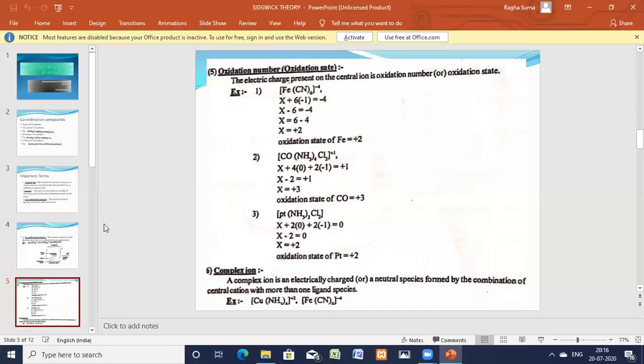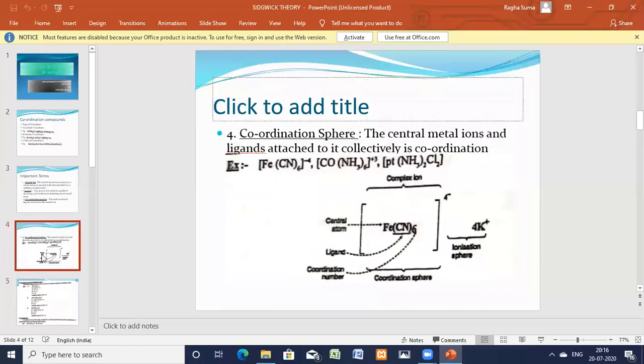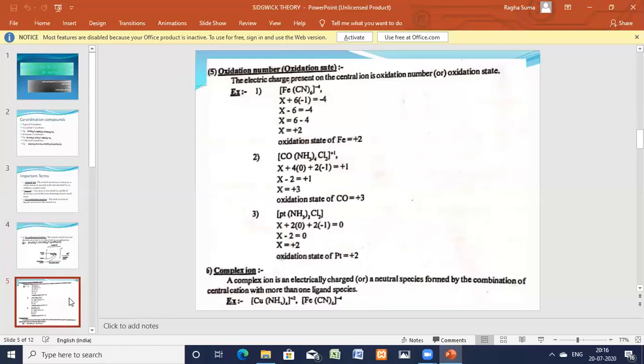I have explained previously, this is the coordination sphere. In this coordination sphere, how do you get the oxidation state for the central metal atom? The electric charge present on the central metal atom is nothing but the oxidation number or the oxidation state. Now, for instance, we take the hexacyanoferrate complex. This is nothing but the potassium ferrocyanide complex.